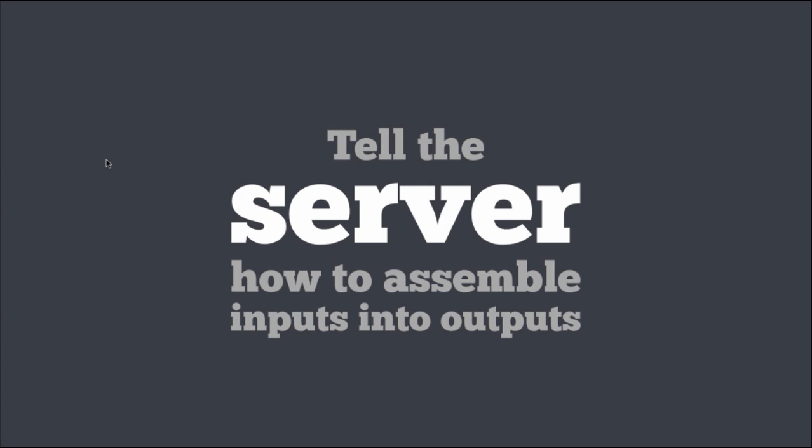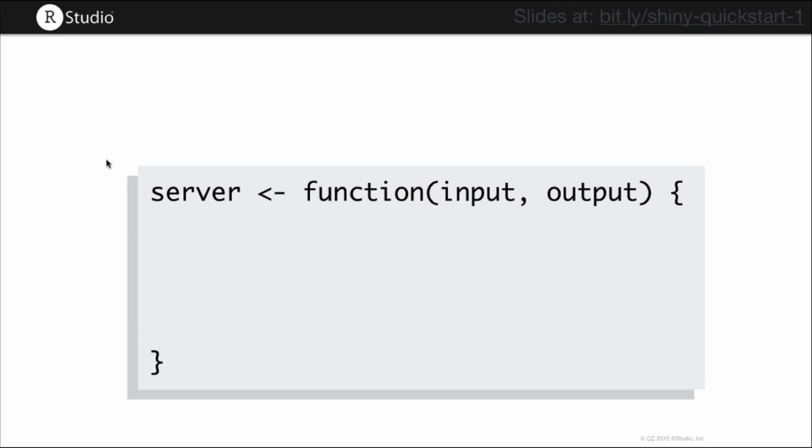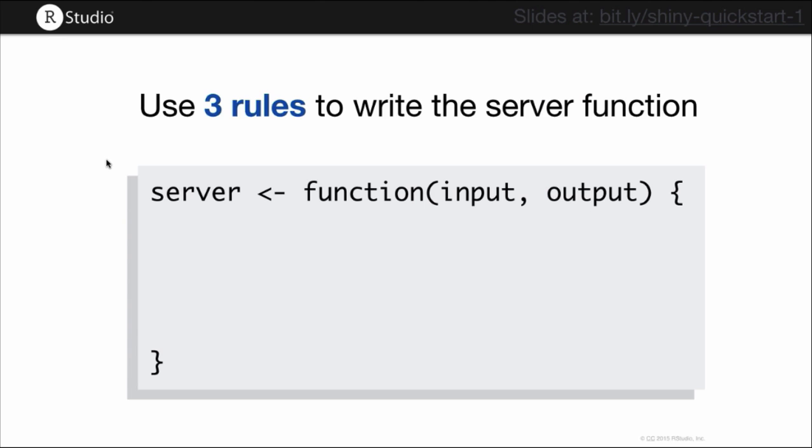The second thing you have to do when you start building Shiny apps is explain to the server how to assemble your inputs into your outputs. This is what the server function looks like in the template. There's nothing in it at the moment. Inside the server function is where we're going to write our instructions for building the outputs that we see. To use the server function, you need to follow 3 rules. And these are the rules.